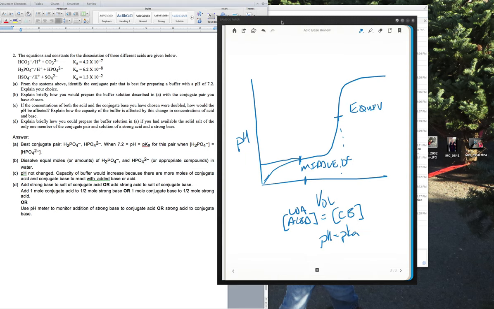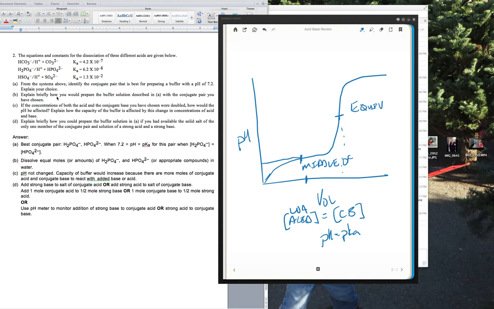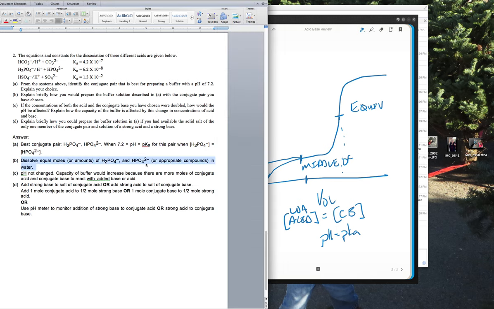So 2B says, explain briefly how you prepare the buffer solution. And after I just finished explaining, you want equal amounts of acid and its conjugate base. In this situation, H2PO4- is the weak acid, HPO42- is the conjugate base, which is why you want equal amounts of it.